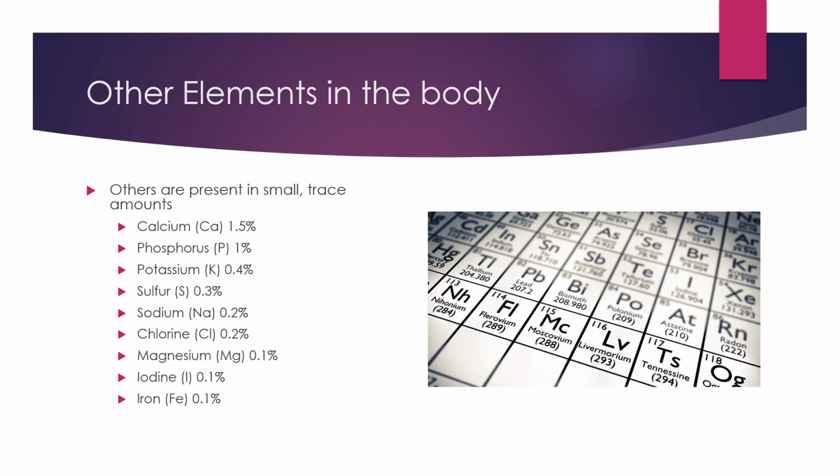Here you can see the other trace elements in the body: calcium, phosphorus, potassium, sulfur, sodium, chlorine, magnesium, iodine, and iron. Again, just note their atomic symbol there on the side. You can see where some of them have 2 letters. Calcium has Ca, and some have 1. Potassium has K.